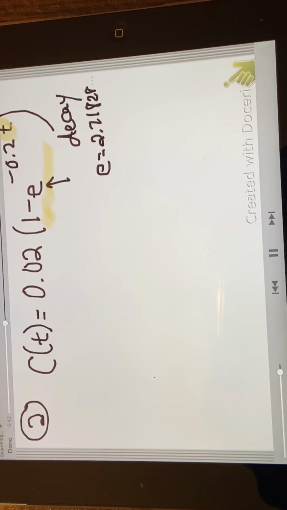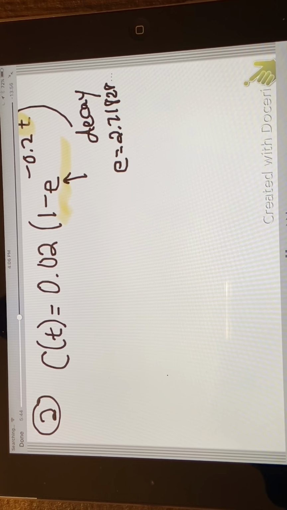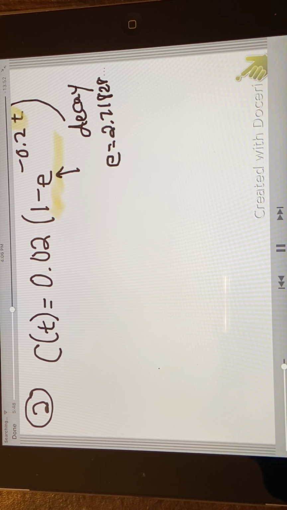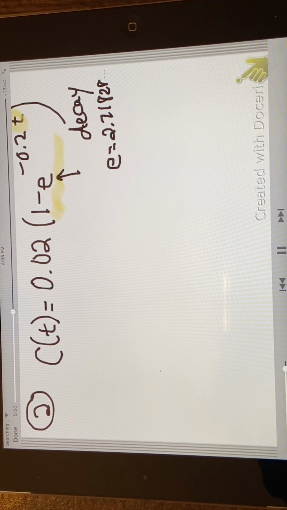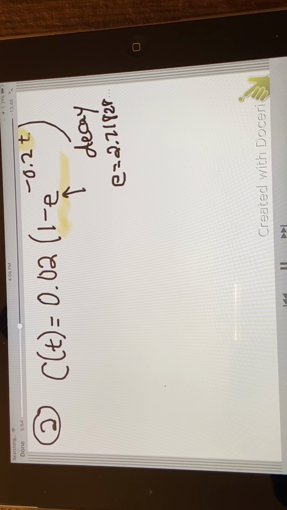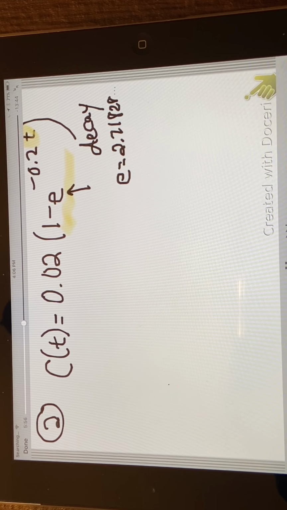And so if you can't find e, you might have to hit me a text on Remind, and I'll try to help you find where e is located, like show me the face of your calculator, and we'll try to hunt it down. But most calculators have it showing.